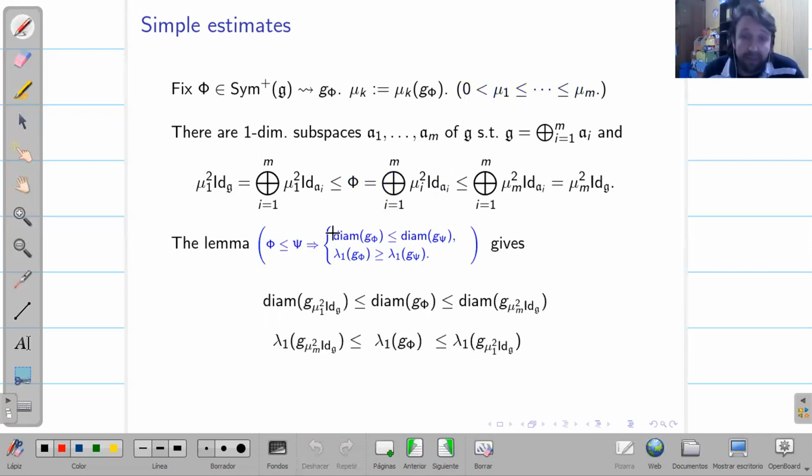And well, the previous lemma, remember, this is the summary of the statement of the previous lemma, gives that the diameter associated to the left-invariant metric associated with phi is less than or equal to the diameter of the left-invariant metric associated with this positive definite symmetric linear map. And the same with the rest. Remember, here we put m on the other side because it reversed the inequality, right?